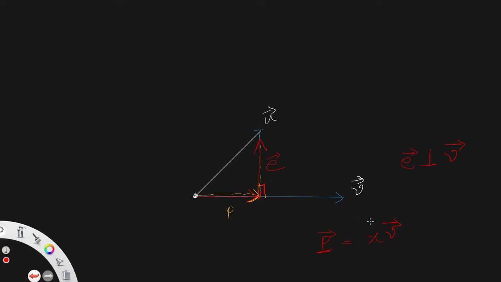Now, if two vectors are perpendicular to each other, what do we know? That their dot product is 0. So what are the two perpendicular vectors here? We have got P and E. They are perpendicular to each other. What is P? P is xV.